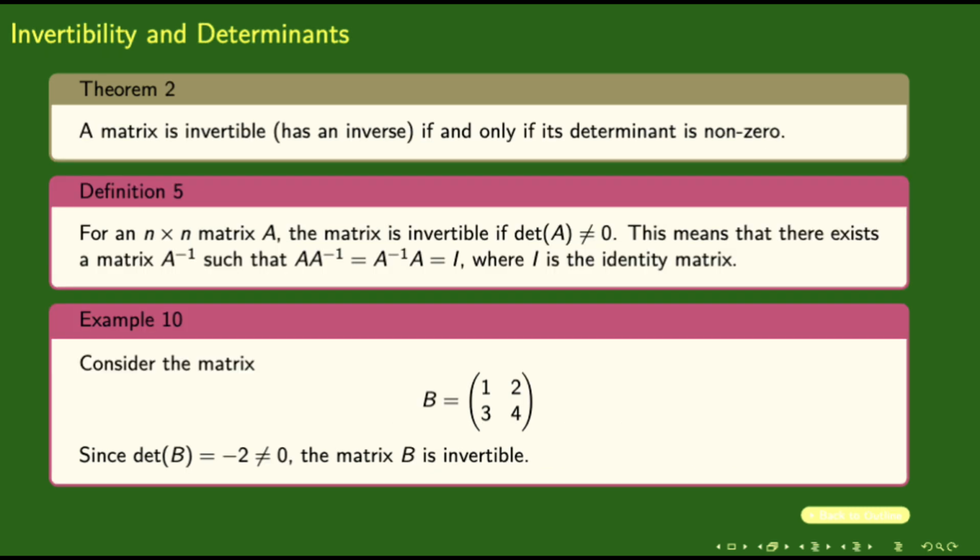The determinant is related to many aspects, as we have seen, and it has a special connection to the inverse of a matrix. Specifically, a matrix has an inverse if and only if its determinant is non-zero. This means that for a matrix to be invertible, its determinant must be different from 0. When the determinant is 0, the matrix cannot have an inverse.